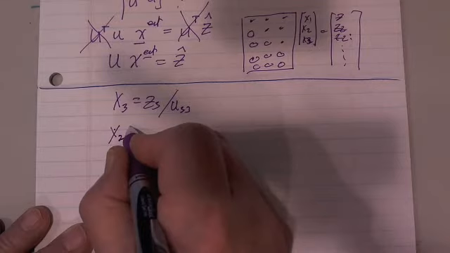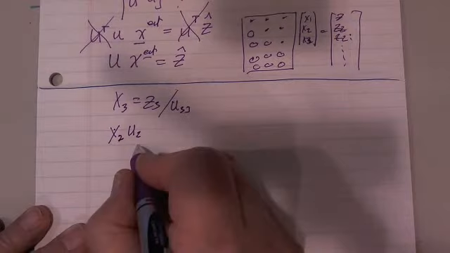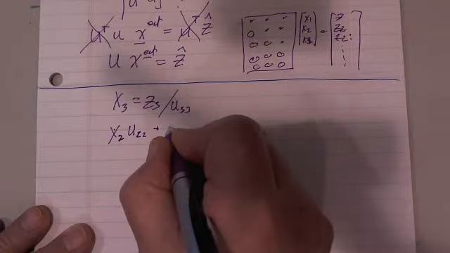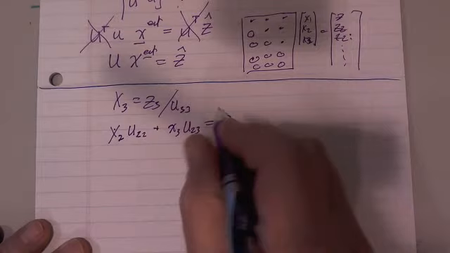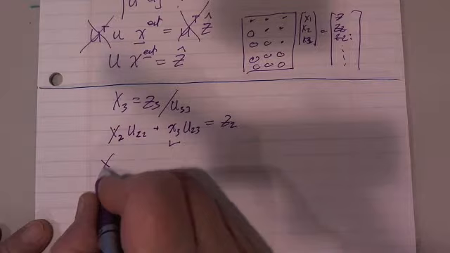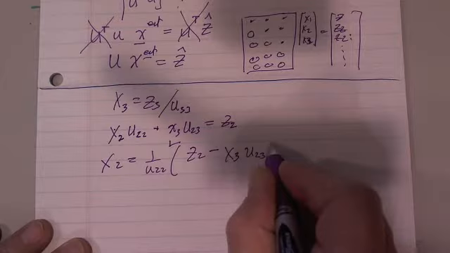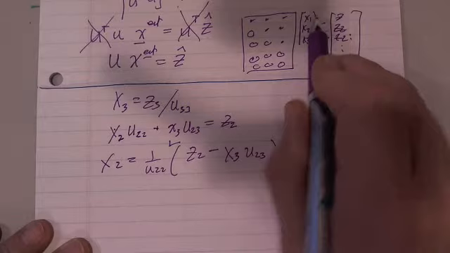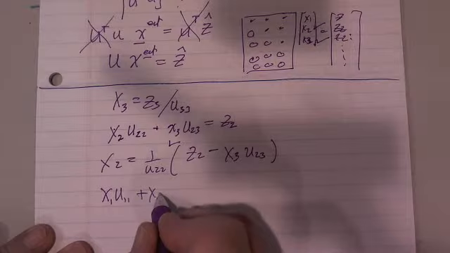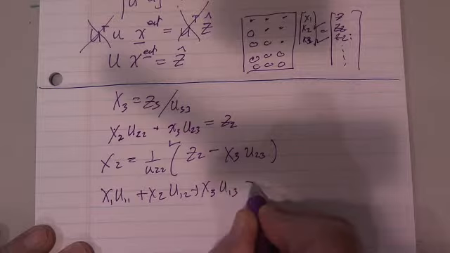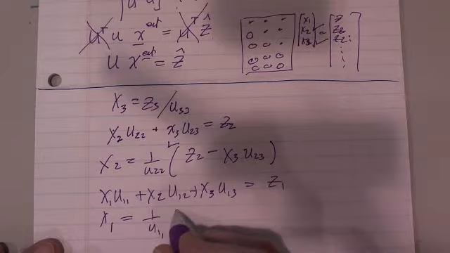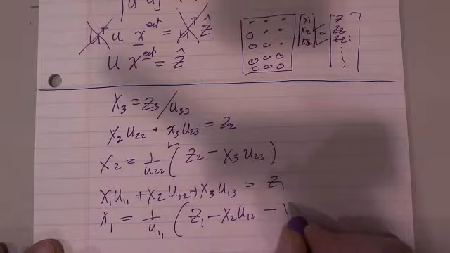So the formula for X2: X2 times U22 plus X3 times U23 is equal to Z2. But I already know X3. So x2 is 1 over u22 times z2 minus x3 u23. So I've solved for this one, then I went up and solved for this, and I solved for them in reverse order. And I can write x1 u11 plus x2 u12 plus x3 u13 equals z1. And then I can solve for x1 as 1 over u11 times z1 minus x2 u12 minus x3 u13. So I can solve, boom, in reverse order.